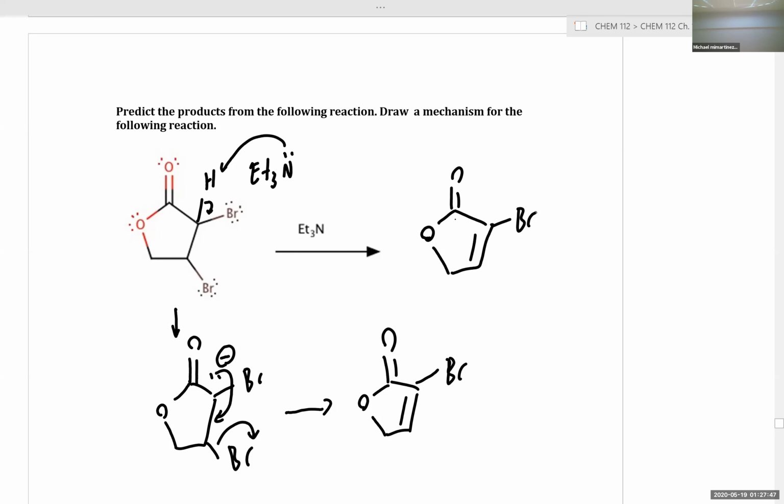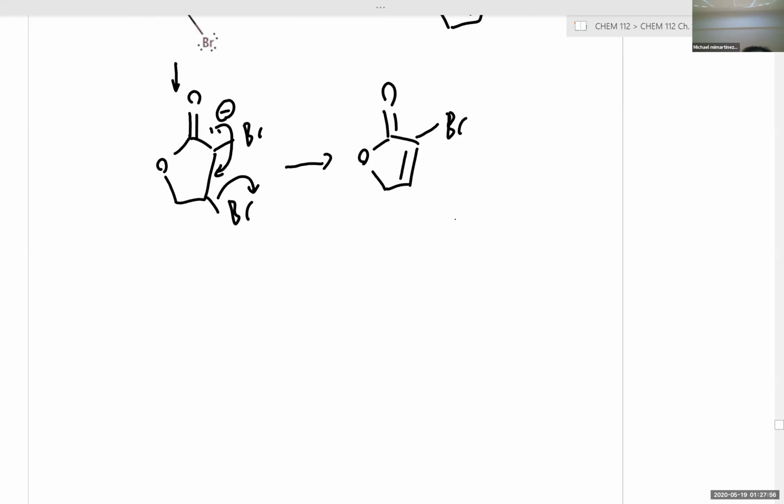Any questions on this example? Okay, so let's keep going now.